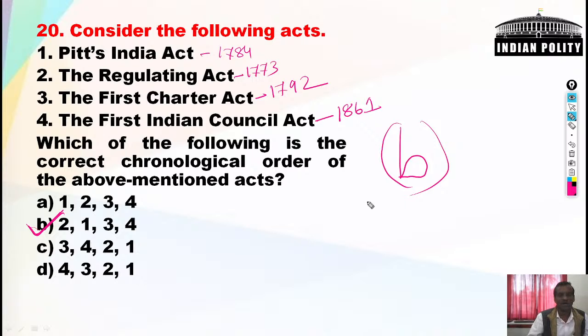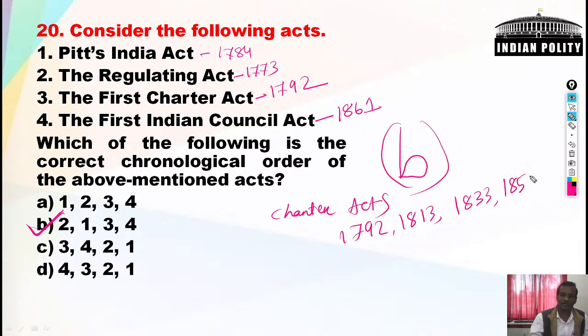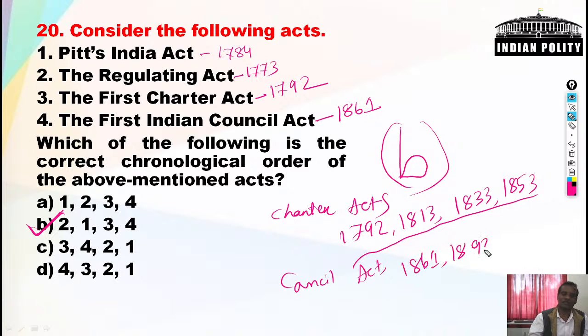The first Charter Act was enacted in 1793. The second was 1813. Charter Acts are 1793, 1813, 1833, 1853. Okay, so the Council Acts were 1861, 1892, 1909. So the answer will be B.